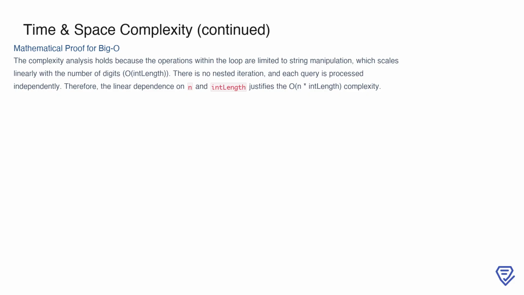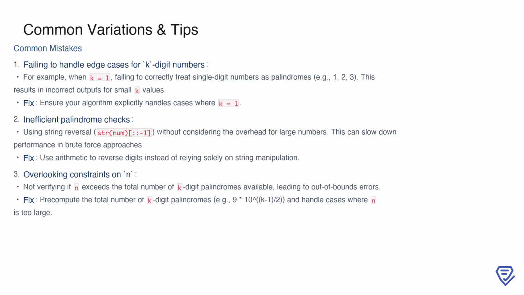Similarly, the space required is dominated by the result list and intermediate variables, which also depend linearly on n and int_length. This direct relationship between the problem parameters and the operations performed confirms the efficiency of the optimized approach. When working with this problem, there are several common mistakes to watch out for. First, failing to handle edge cases for k-digit numbers is a frequent issue.